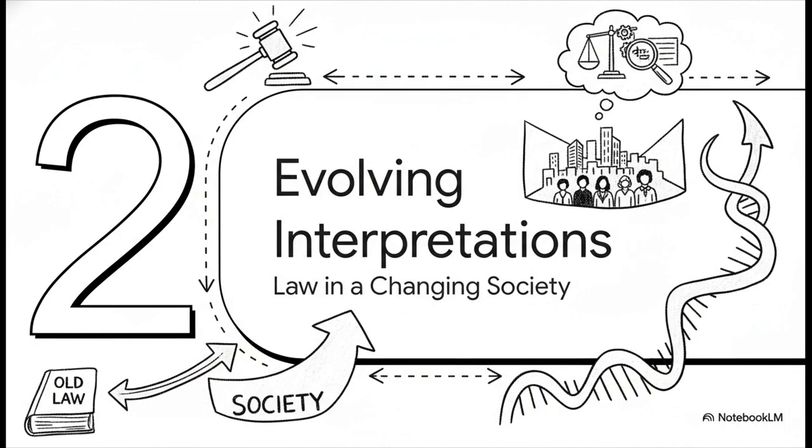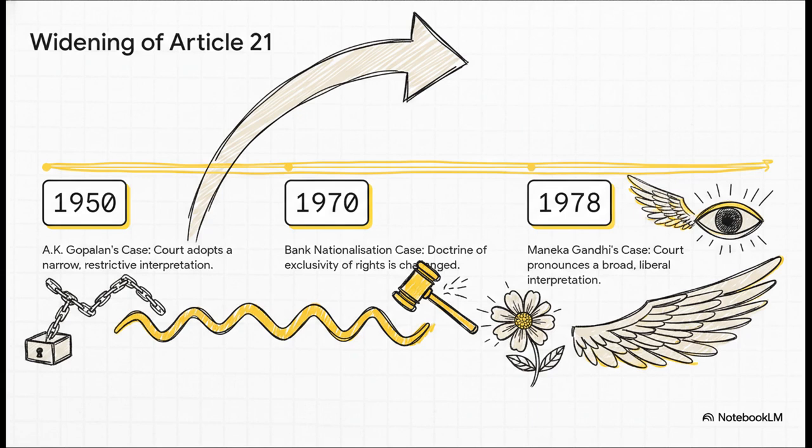Okay, so that's the what. The courts have the power of review. But the how, how that power is actually used, well, that's where the story gets really interesting. Because as you'll see, the law isn't static. It has to evolve with society. Just look at the journey of Article 21, the right to life and personal liberty. This is a perfect case study.